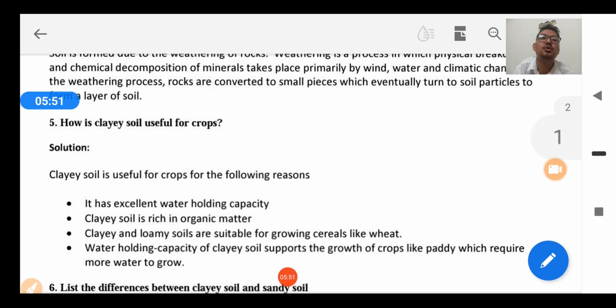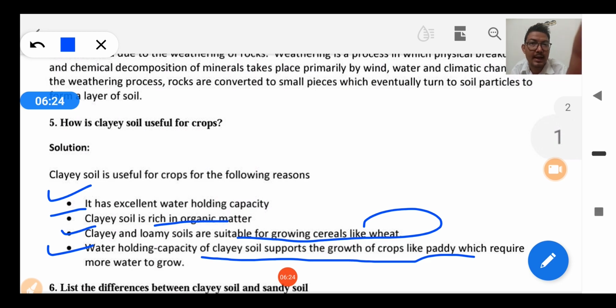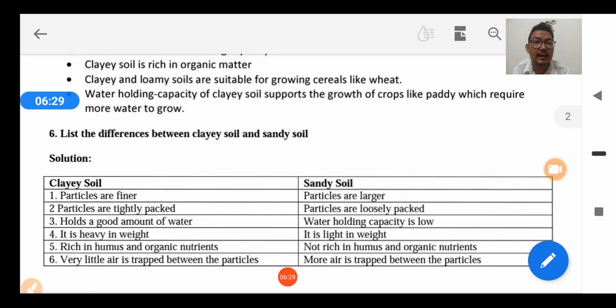Now we switch over to the next question, question number 5. How is clay soil useful for crops? As I have already told you, clay soil has excellent water holding capacity. At the same time, it is rich in organic matter also. Clay and loamy soils are suitable for growing cereals like wheat, and the water holding capacity of clay soil supports the growth of crops like paddy, which requires more water to grow. So you can easily understand how clay soil is helpful for crops like wheat and paddy.